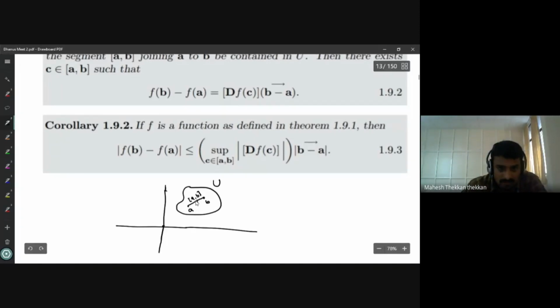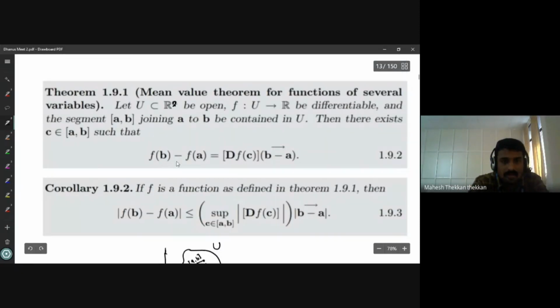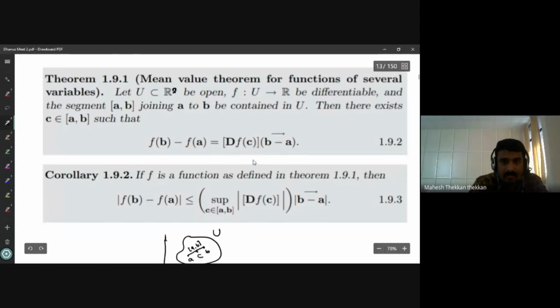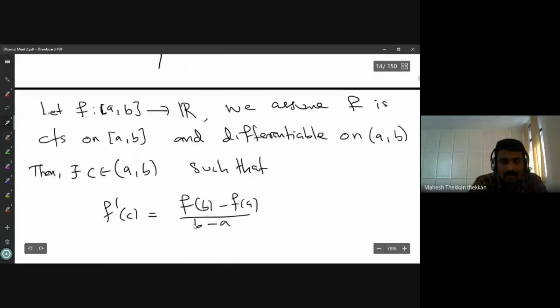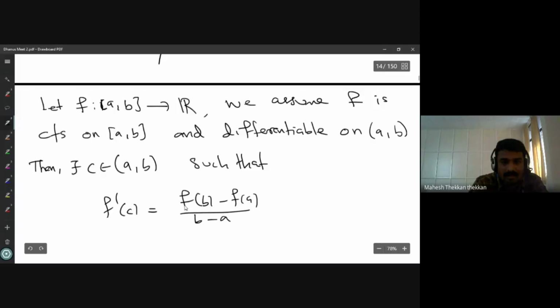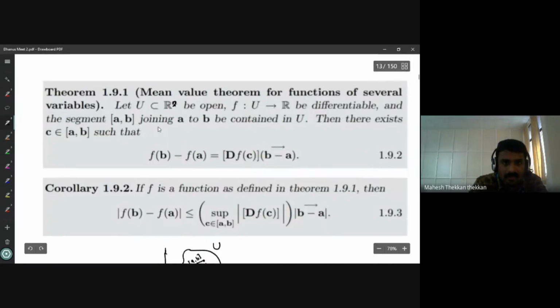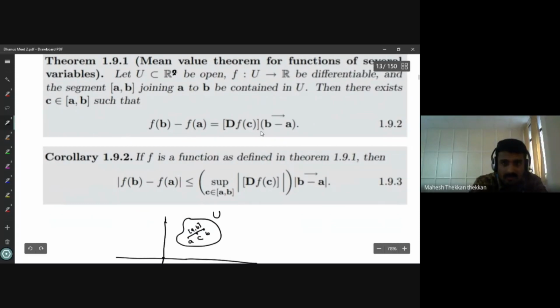Somewhere we can find some C such that f of B minus f of A is equal to, this is the notation for derivative of f at C, df of C into B minus A, the same one. But I cannot write it by this notation. Here I am writing f of b minus f of a by b minus a. But here b minus a is a scalar, so I can divide it. There is no problem. But what I will get here, a and b are coming from R2. So b minus a is nothing but a vector. That is why I have written in this way.